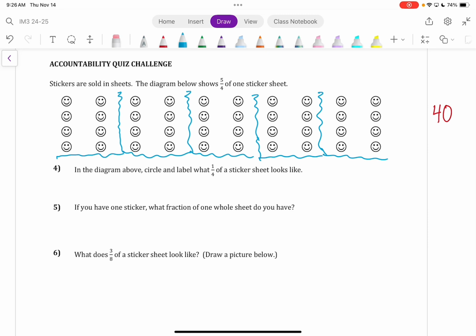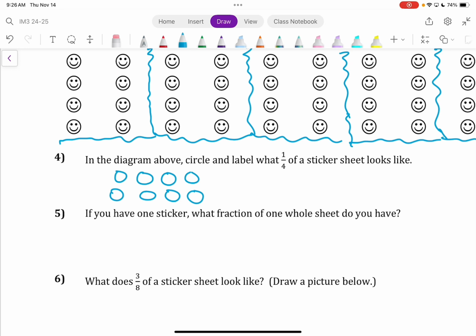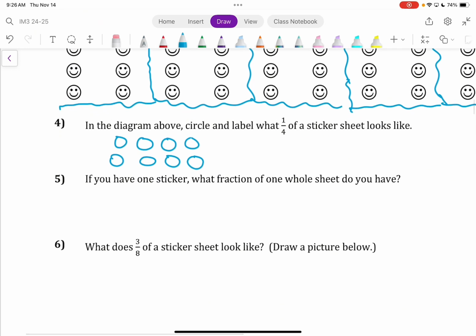So in the diagram above, circle and label what 1/4 of a sticker sheet would look like. It would be 8 of them. So 1, 2, 3, 4, 5, 6, 7, 8. You can do it like that. I'm just doing it like that because I don't have a lot of space, but you can do it whichever way you feel like doing it.